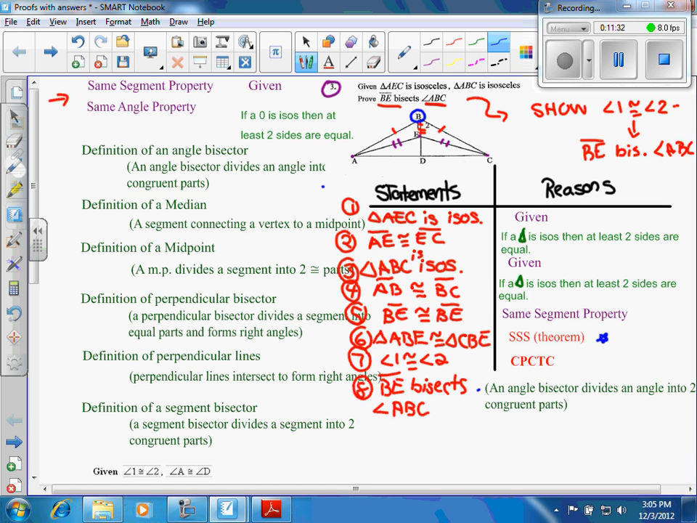So then you know which sides are equal. Does that help? Should we do another problem?